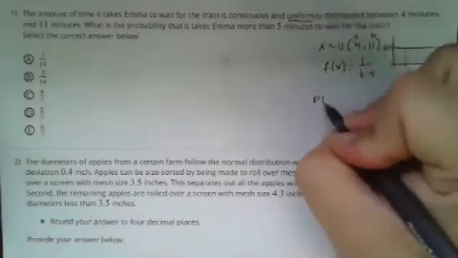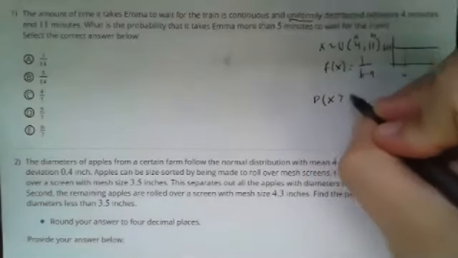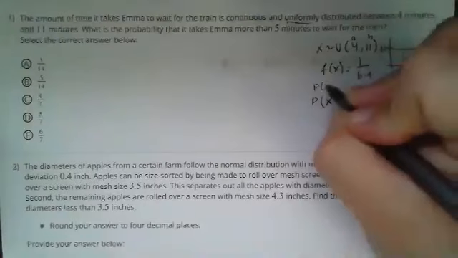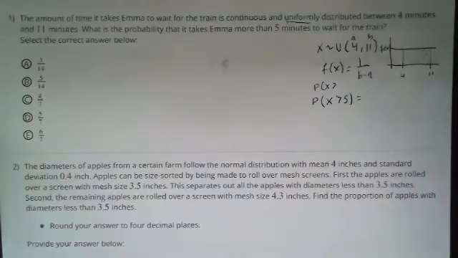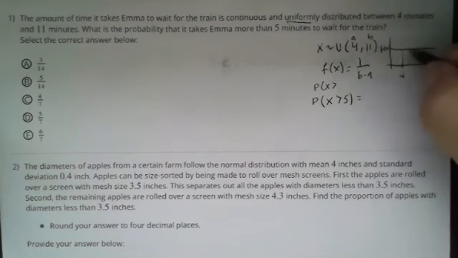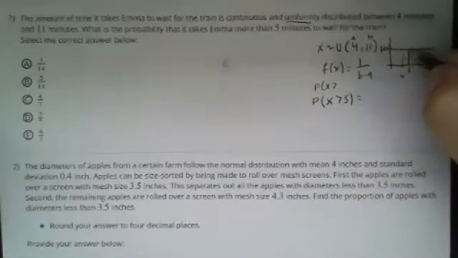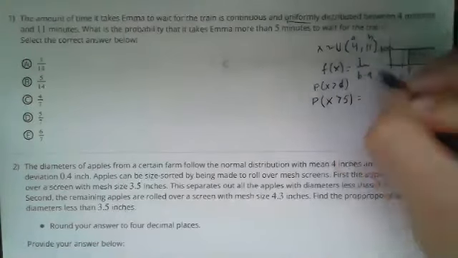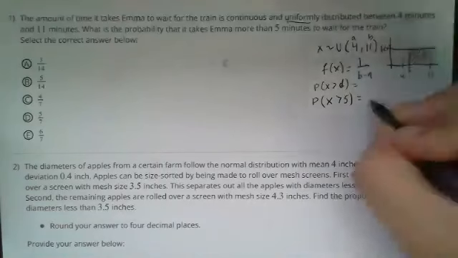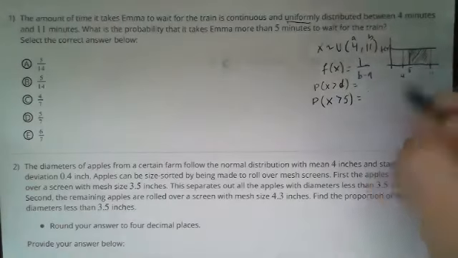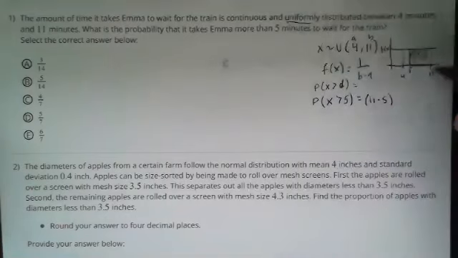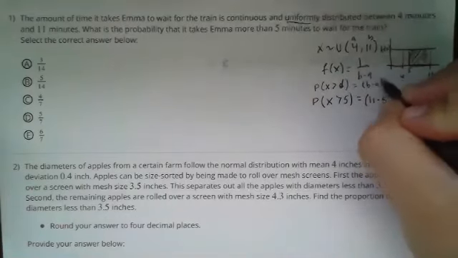So in general, the probability that x is greater than some value, let's call it d. Actually, we want this 5. This is not filled. This is filled in. So let's call it D. It's 11 minus 5 that is the base here. So in this case, it's b minus d.